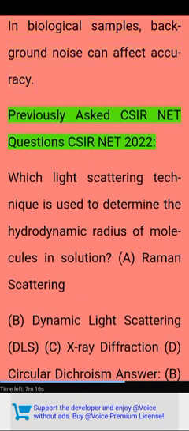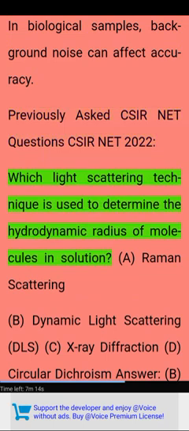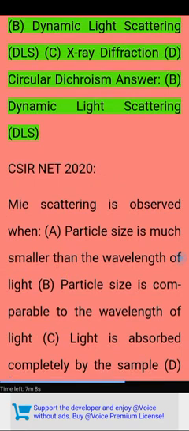Previously asked CSIR NET question, CSIR NET 2022. Which light scattering technique is used to determine the hydrodynamic radius of molecules in solution? A. Raman scattering. B. Dynamic light scattering, DLS. C. X-ray diffraction. D. Circular dichroism. Answer: B. Dynamic light scattering, DLS.